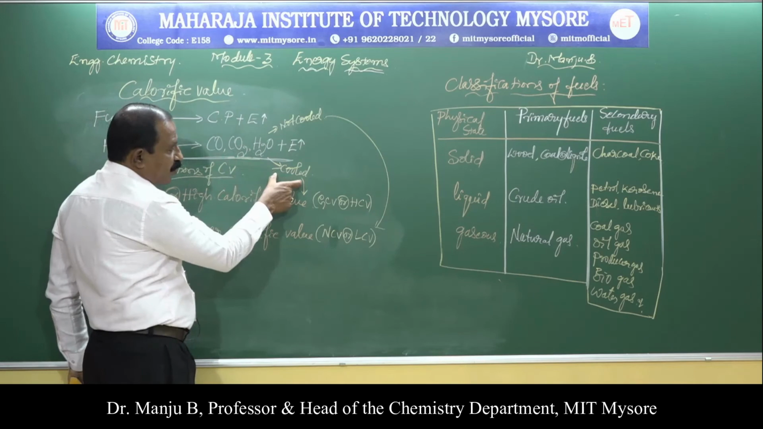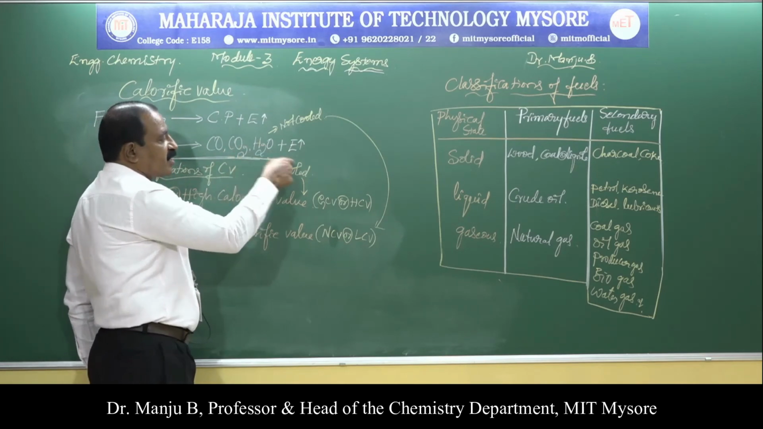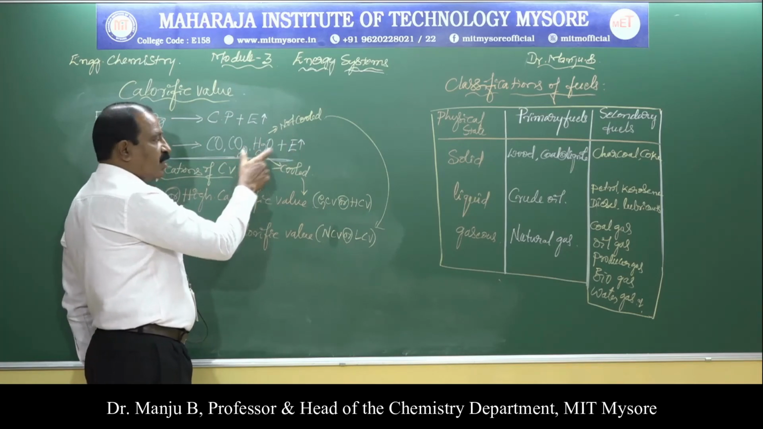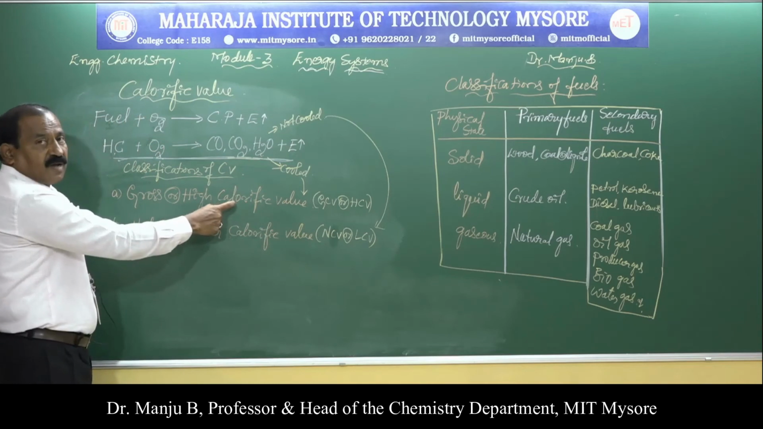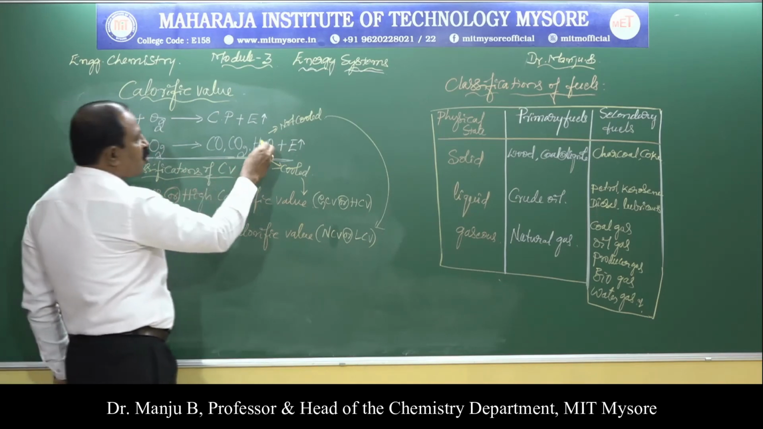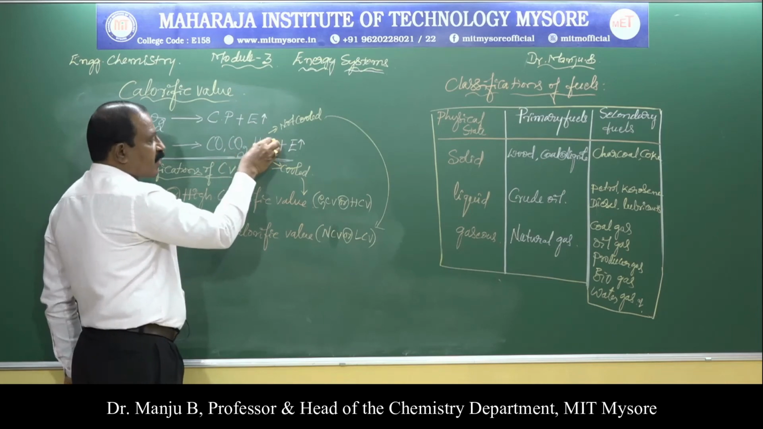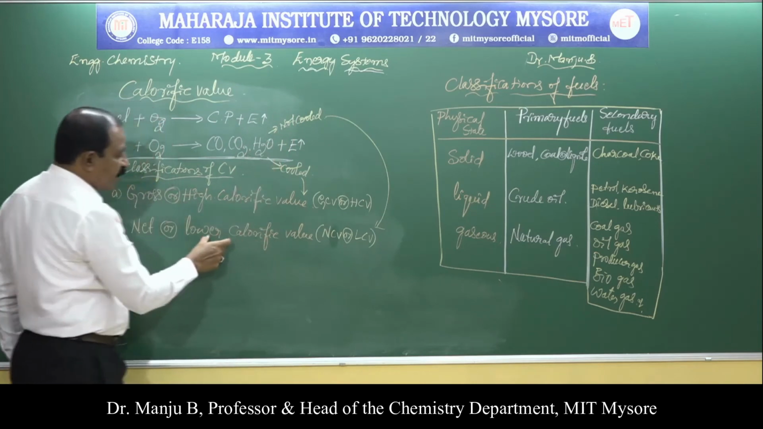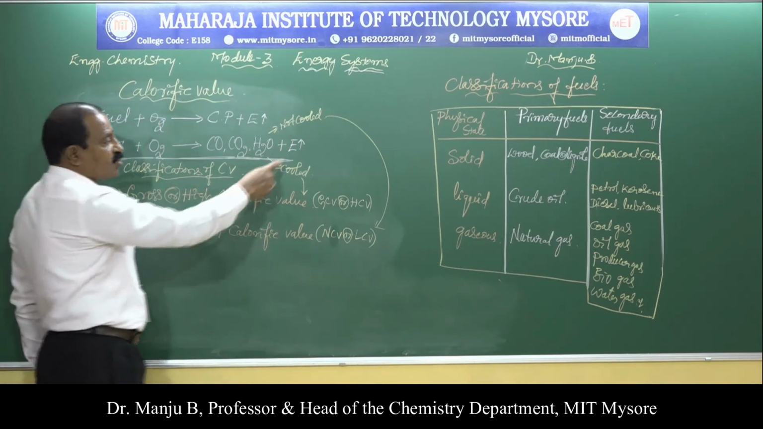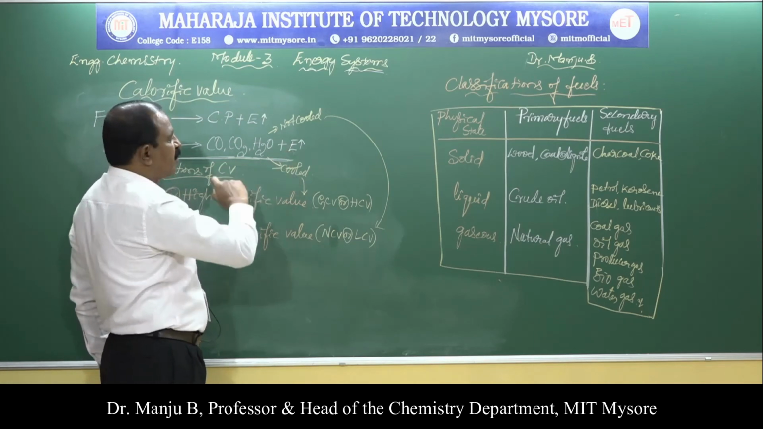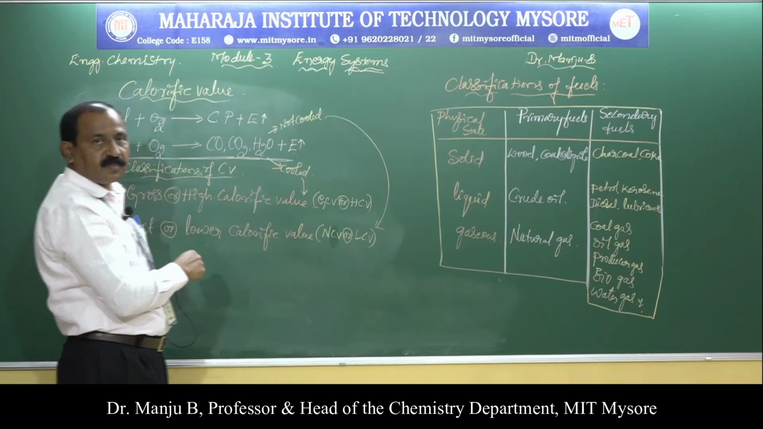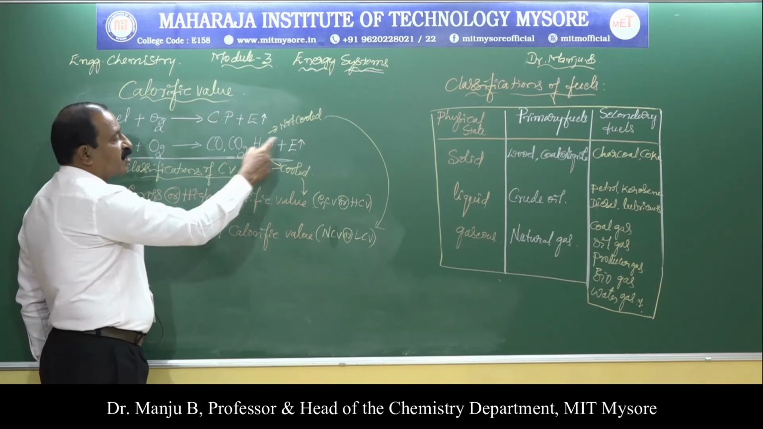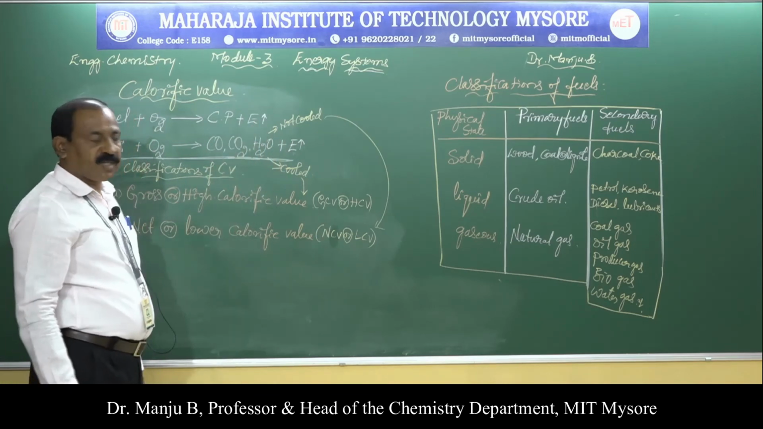If you cool the products to room temperature, steam energy is added to the actual energy. Actual energy plus steam energy, then automatically it becomes high calorific value. That is the difference. If you do not cool the products to room temperature, the steam energy is not utilized, it just expels out, and it becomes low calorific value. You use only the actual energy liberated by the fuel. If you utilize the steam energy, it becomes high calorific value: steam energy plus actual energy liberated by the fuel.